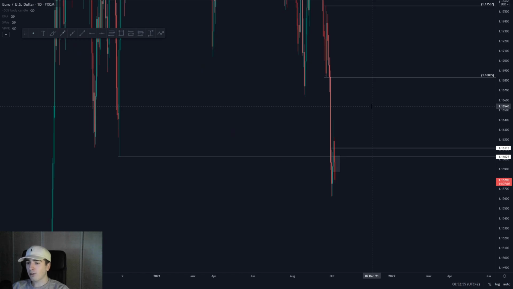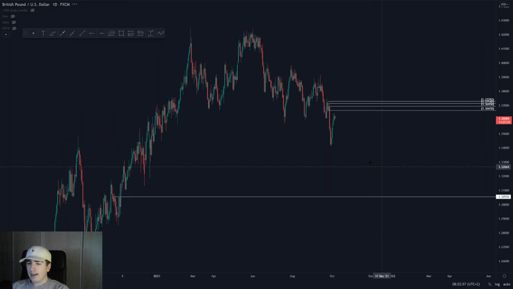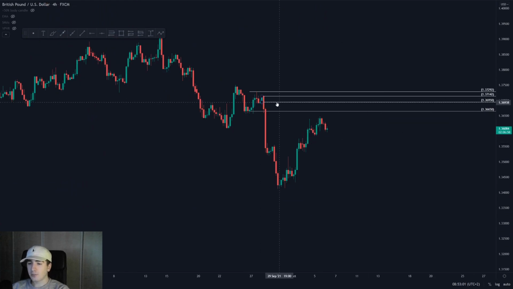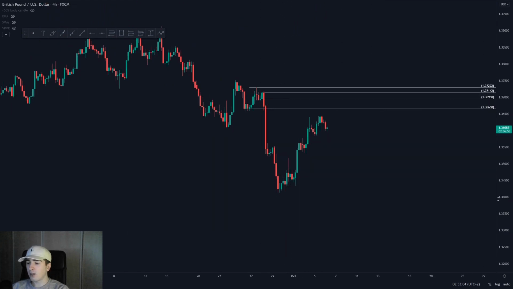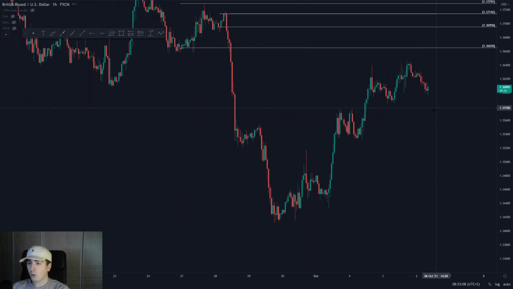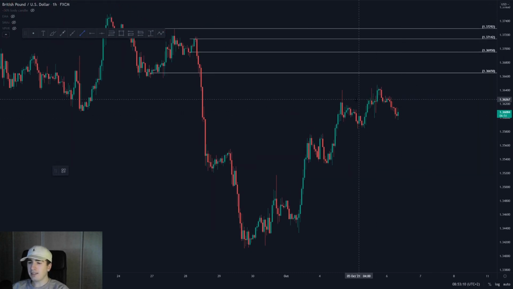So let's head over to pound dollar. And pound dollar, guys, is looking pretty nice. As you guys can see, we just missed out on this area of supply within the market. At the moment, pound dollar is looking good for more downside. Why is it looking good for more downside? Well, there is a lot of confluence for a further short in towards the lows.